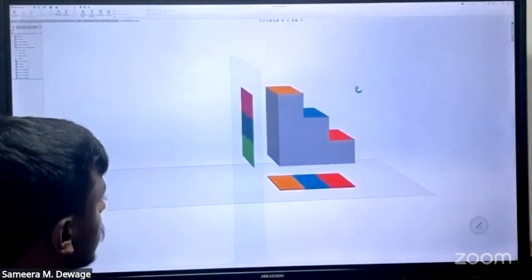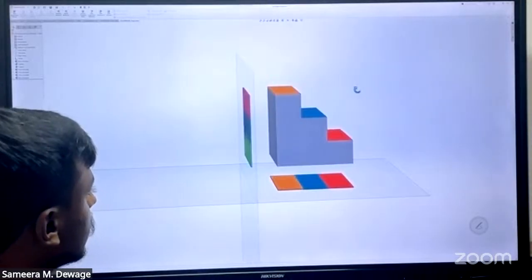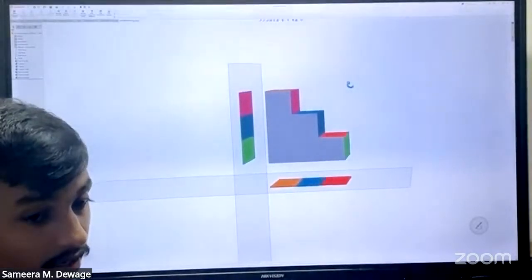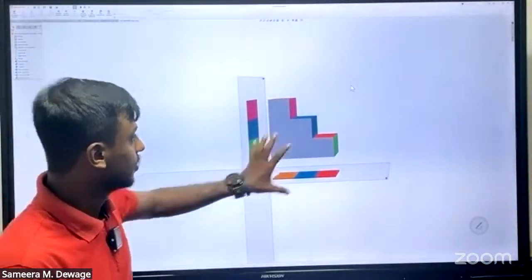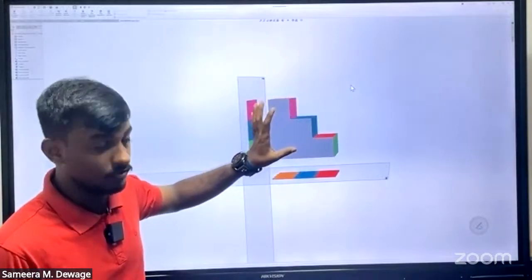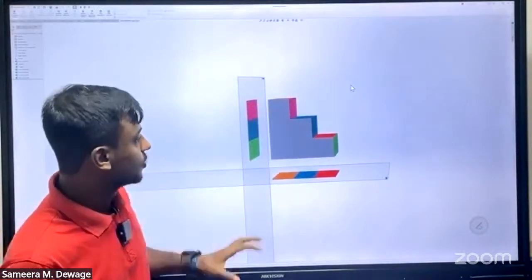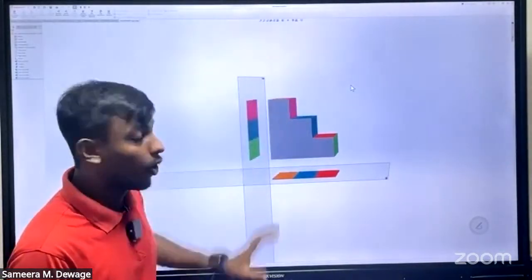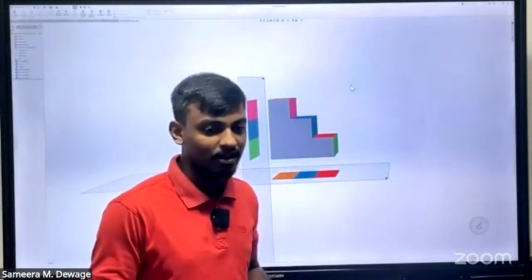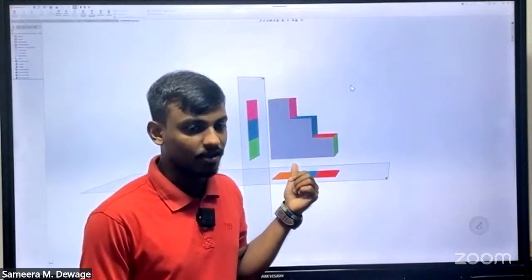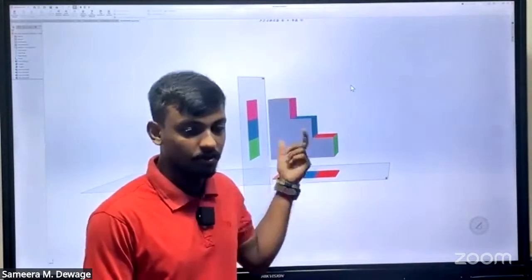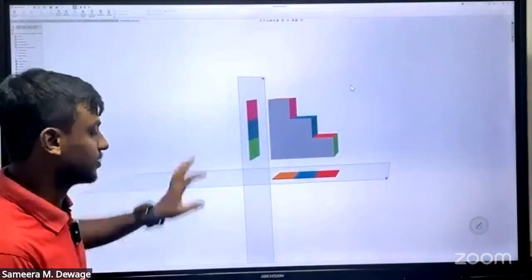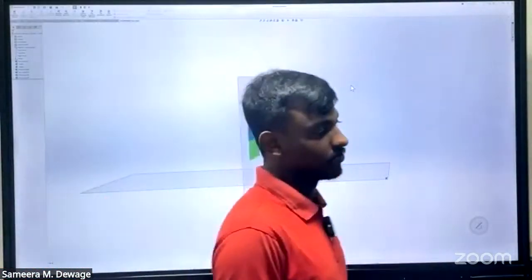Okay, see. So this is our object, right? Guys, this is our object. So we placed this object in which quadrant? Which quadrant? So is this first or is this third? Quick response. I need a quick response.